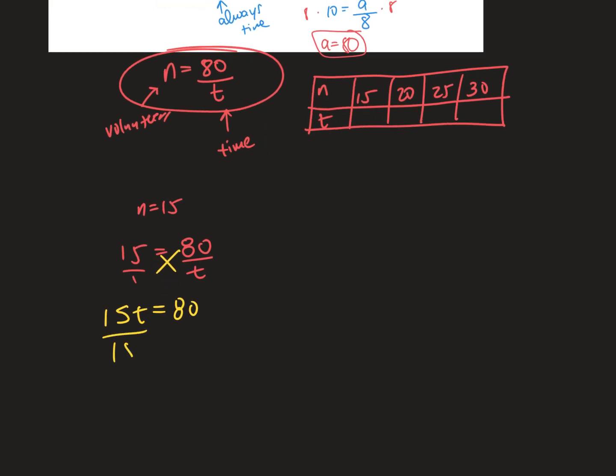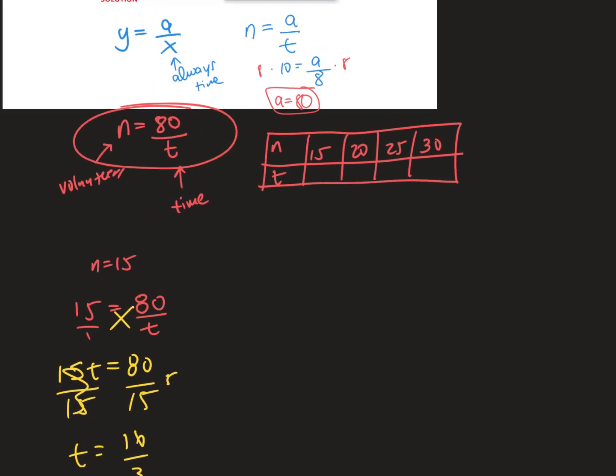Divide both sides by 15. You don't have a calculator, and you don't need one. What goes into both 80 and 15? 5. All right, so if I divide this by 5, I get 16 over 3. All right, so 16 over 3.